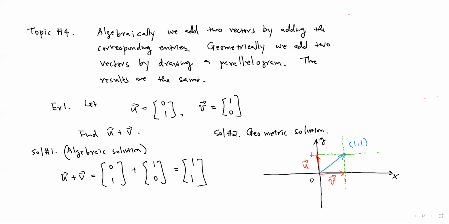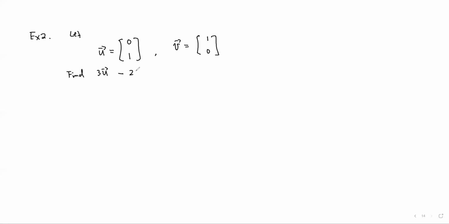Example 2. Let u be (0, 1) and v be (1, 0). Now find 3 times u minus 2 times v geometrically.